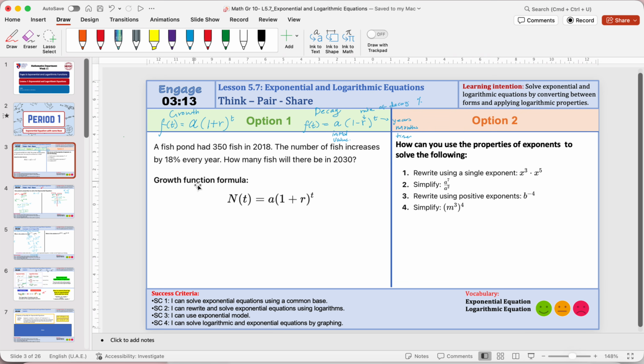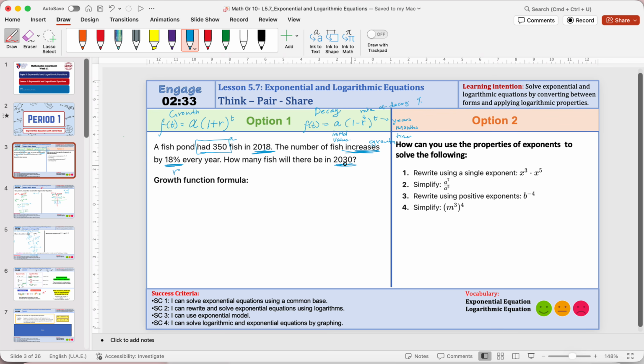So let me just remove this. Now they said that a fish pond had 350. This is the initial value, that's your A. In 2018, don't rush and say this is T. This is not T. T is the number of years that the whole thing is growing throughout. Then they said the number of fishes increases, so that's a growth problem, by 18%. This is your rate every year. How many fish will be there in 2030?